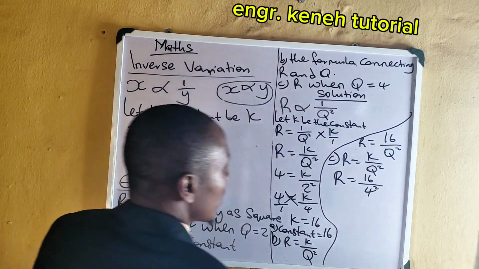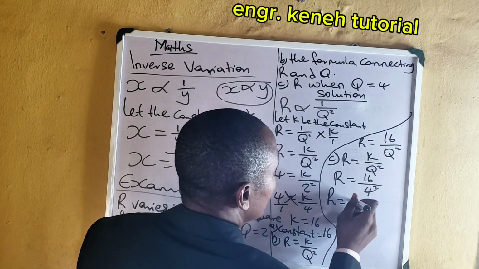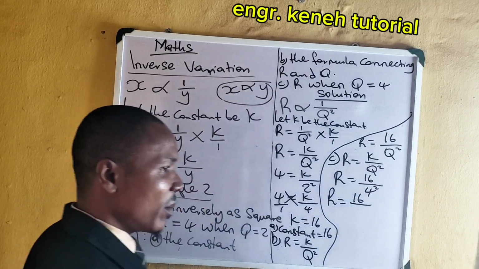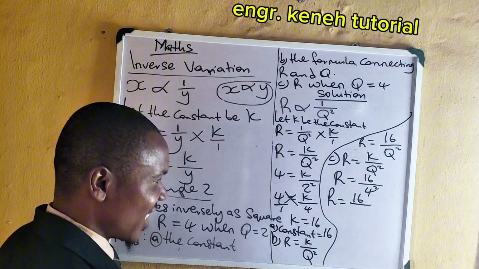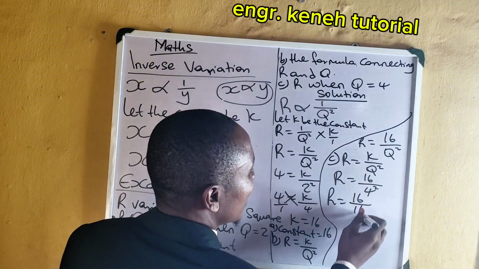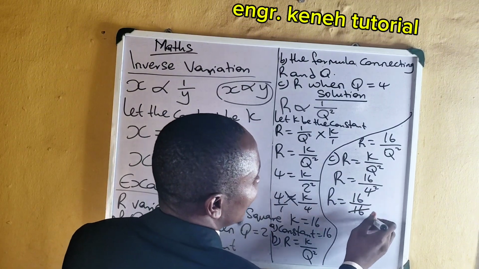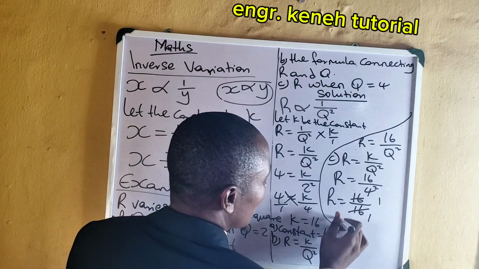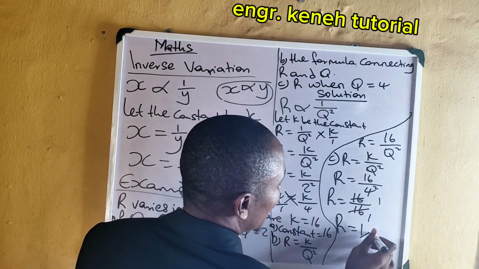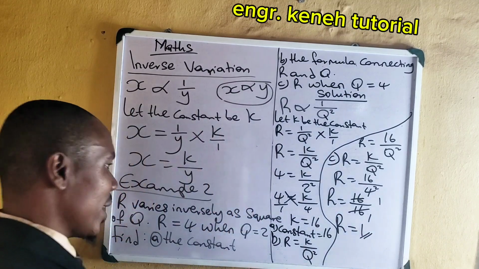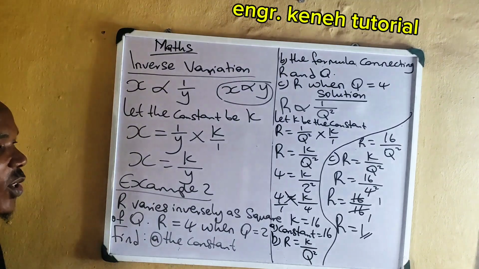All right. So we have R is equals to 16 over 4 raised to power 2, which simply means 4 times 4, which is 16. So when 16 divides itself, dividing this one 1. So we have that R is equals to 1. Can you see that? All right. So that is how it can be solved.